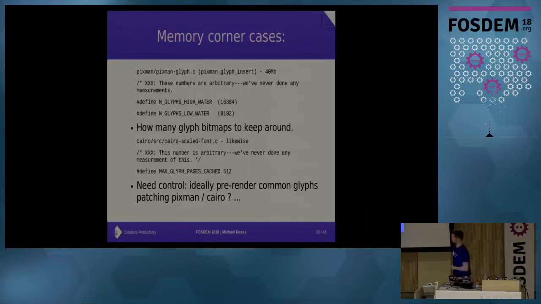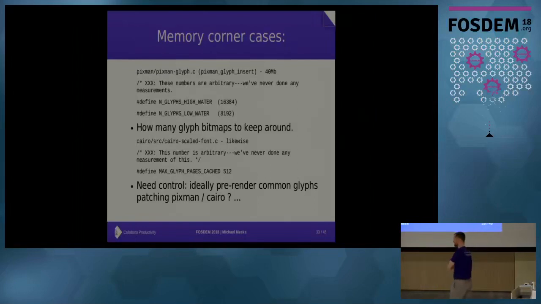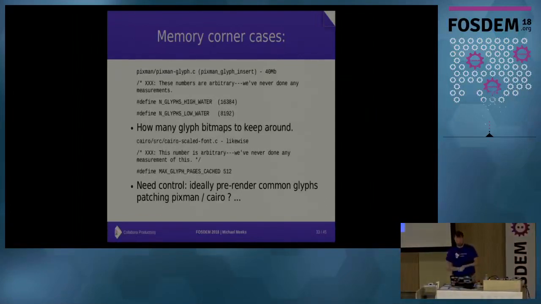The other thing about memory use is that you find some interesting things in the code. So we use Cairo to render fonts on the server, and these comments are particularly encouraging when you're trying to find why there's 40 meg of stuff for a relatively simple document hanging around. Yeah, these numbers are arbitrary. We've never done any measurements. Well, we did some measurements, and it turns out that having, for example, a fixed number of glyphs that you cache independent of their size is not necessarily a good thing. So if you work on Cairo or Pixman, maybe you'll get some patches from us soon.